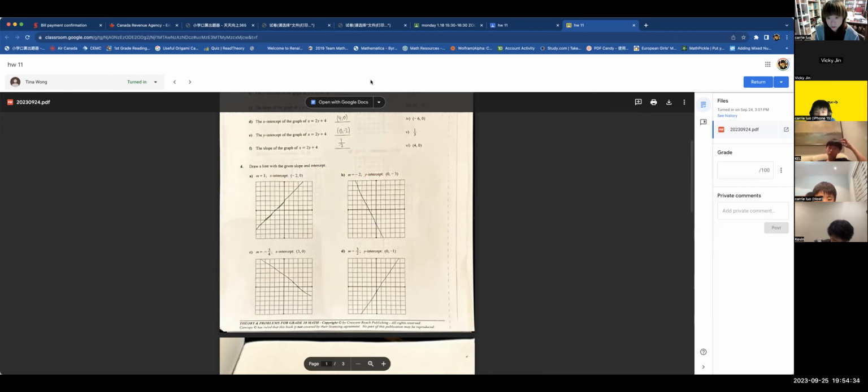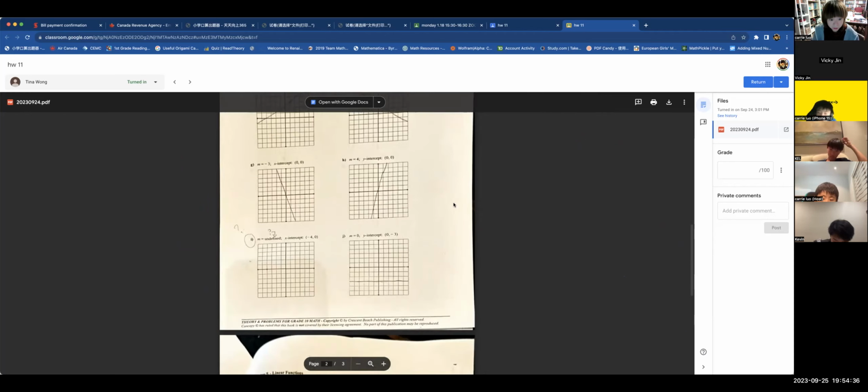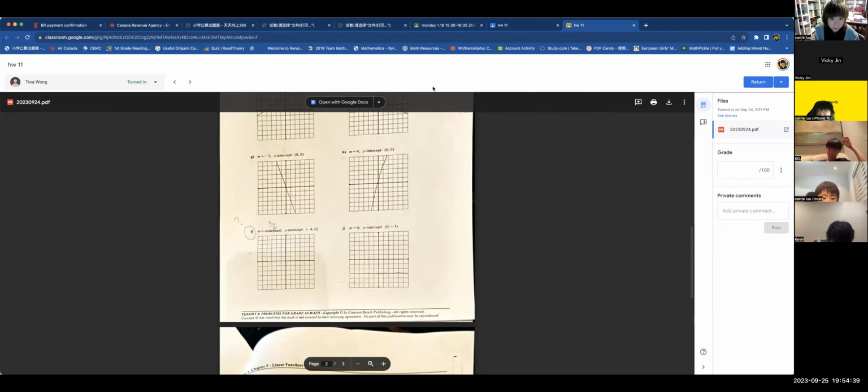Okay, so now let's take a look at this one. Oliver has a question. So m is undefined. So the x-intercept is negative 4 and 0. So negative 4 and 0. So Oliver, m is not known.